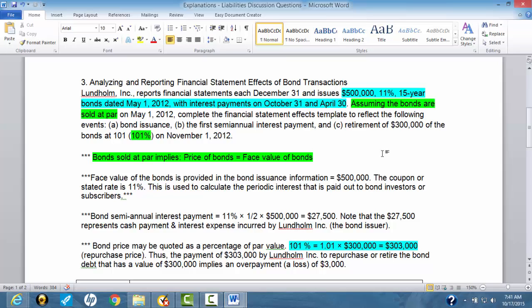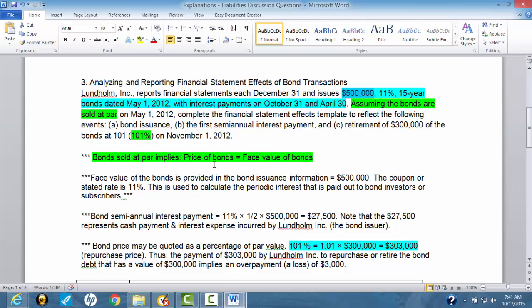If we were told the bonds were sold at a discount, that would have implied it was sold at a price below the face value, for example, $490,000. If we were told the bonds were sold at a premium, implying at a price higher than the face value, for example, $520,000. But the bonds were sold at par.